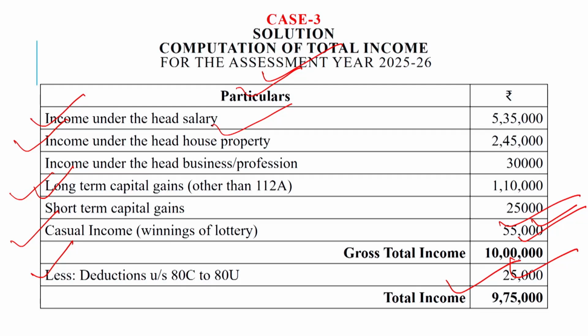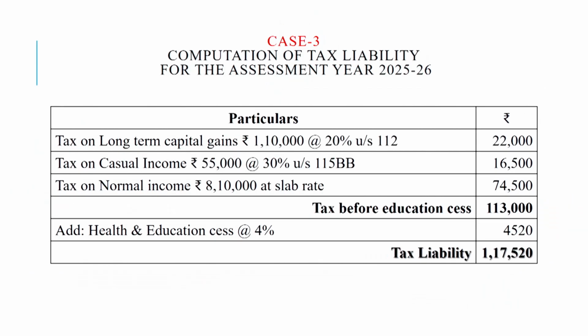It is defined under section 2 subsection 45 of the Income Tax Act 1961. This comes after the deduction out of gross total income. So dear students, in this slide, the tax is computed on rupees 9,75,000.